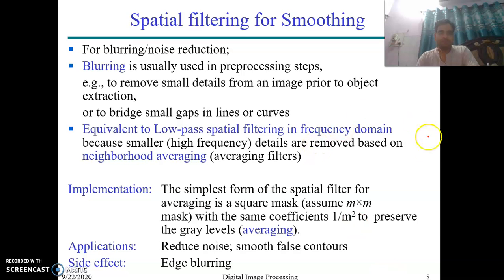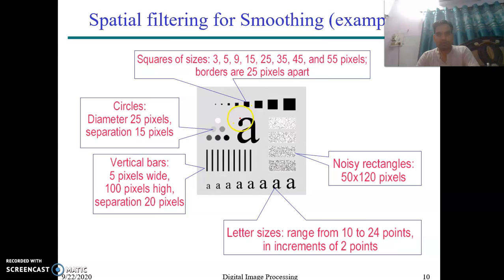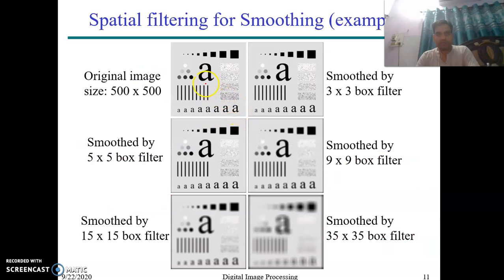Then there is some special filtering for smoothing. What does smoothing actually mean? We can see that this is the given image, and the size is 500 cross 500, and this is being smoothed, meaning we are using smoothing filters and convolving this image using a smoothing filter, and the various results using different sizes of the mask are shown in the figure.